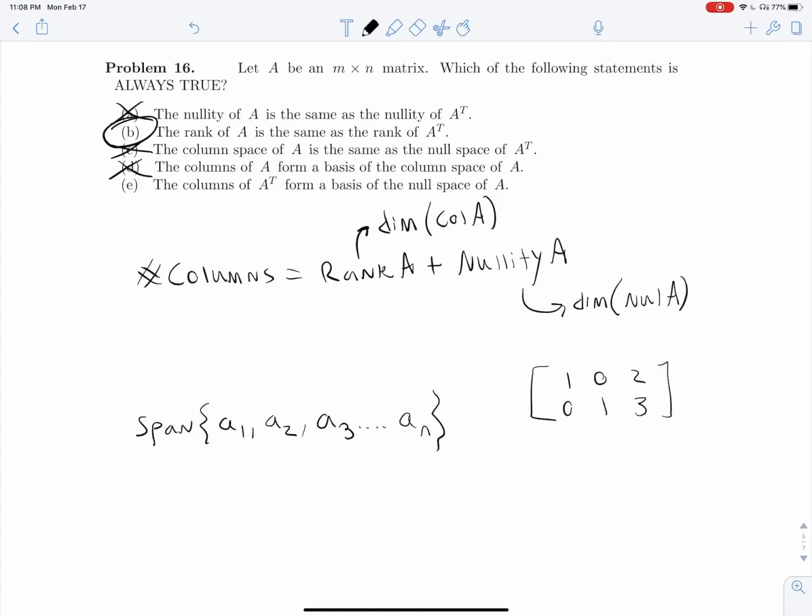And similarly, and I think even more incorrectly, the columns of A transpose do not have to form a basis for the null space of A. Probably for other reasons, but definitely for the reason that we laid out here, that there can be columns or rows when we transpose that don't actually contribute anything else to that vector space.